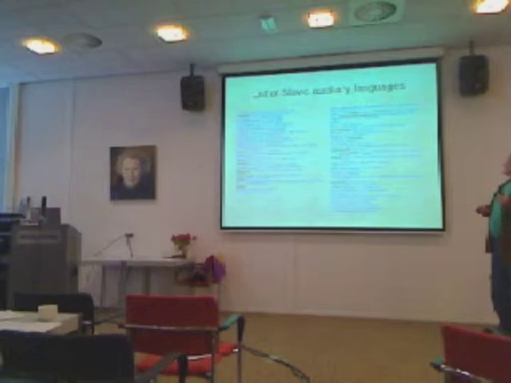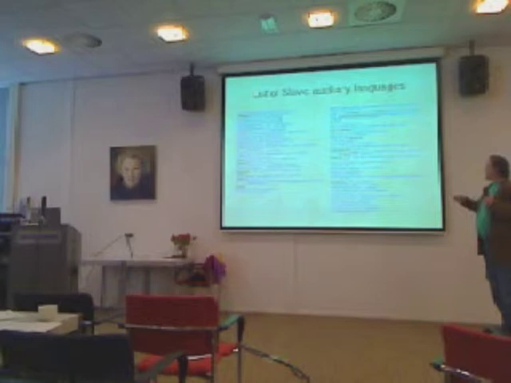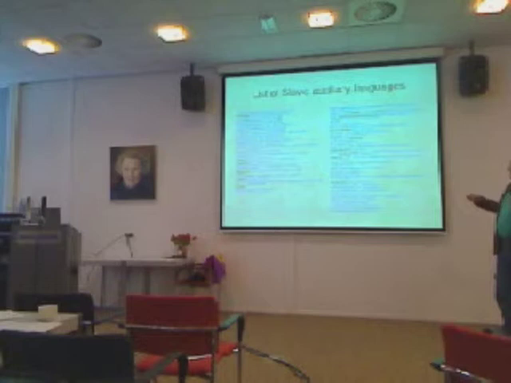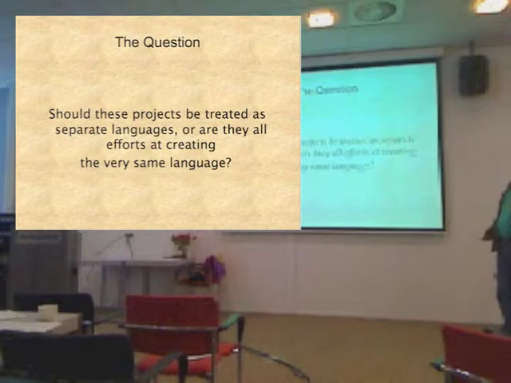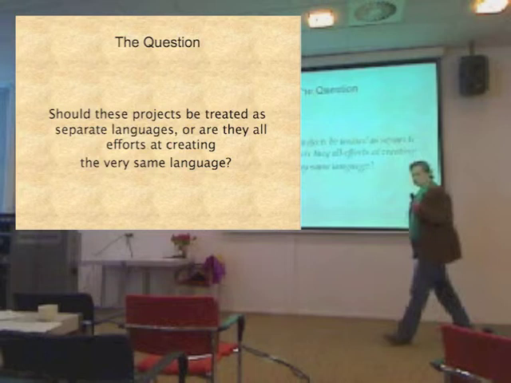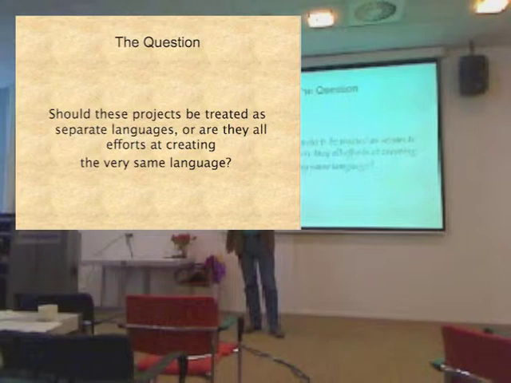But in any case, I think the list itself is not very informative. Here I mentioned all the names of authors and the year. This is an important question, I think. Can you treat these languages as languages, or are they in fact all the same language? Or rather, maybe efforts at creating the same language?